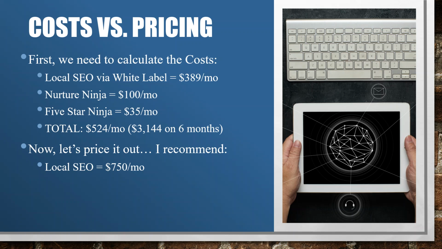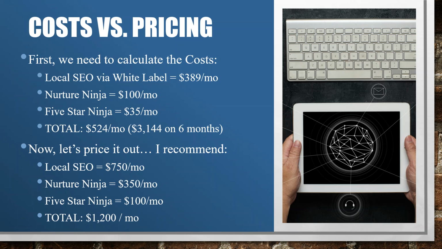For local SEO, let's do $750 a month. On a 6-month campaign, $750 a month, we're already looking at a good project. For Nurture Ninja, I'm going to say $350 a month. Depending on how much of this you're doing, like if we were running the ads that were then putting the leads into a nurturing sequence, that $350 a month would be closer to like $1150 a month or $1550 a month. So Nurture Ninja at $350 a month is a steal for those automations. And then 5-Star Ninja, we're going to do $100 a month, which is also relatively low, but we've got a pretty good gig going here at $1,200 per month.